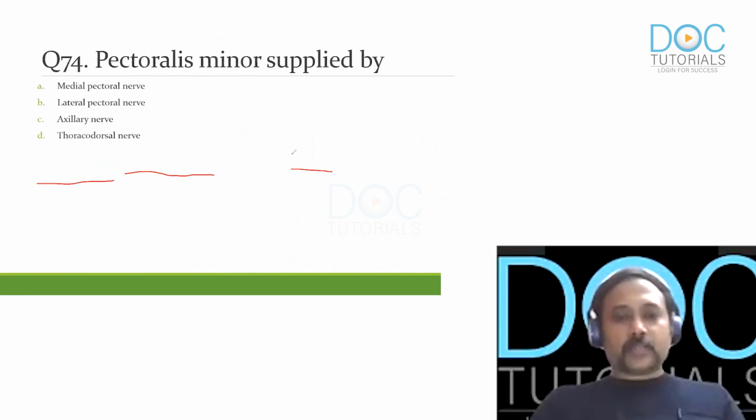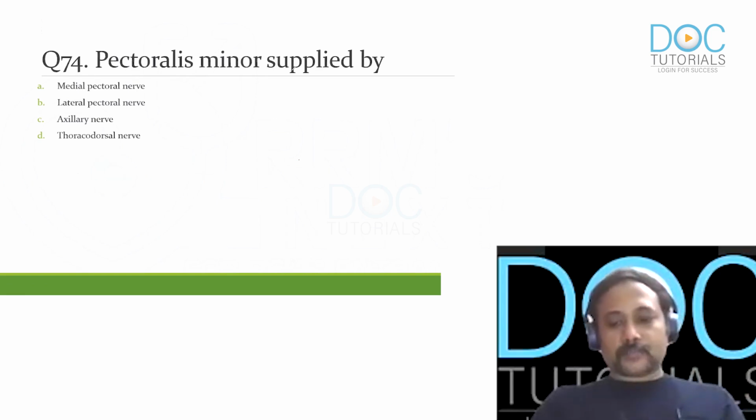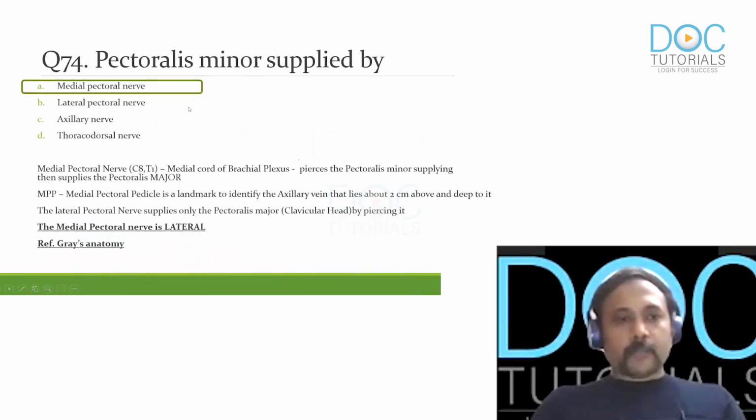Right. Pectoralis minor is supplied by. What is the answer to this question? Pectoralis minor is supplied by. Is it the lateral pectoral nerve? Is it the medial pectoral nerve? I mean, axillary and thoracodorsal, you can forget. All of you know that those two are not the answers. It is between the lateral and the medial pectoral nerve. The answer is the medial pectoral nerve.